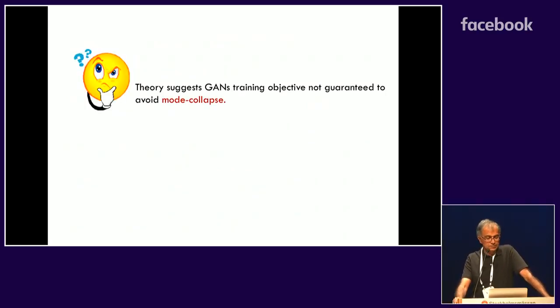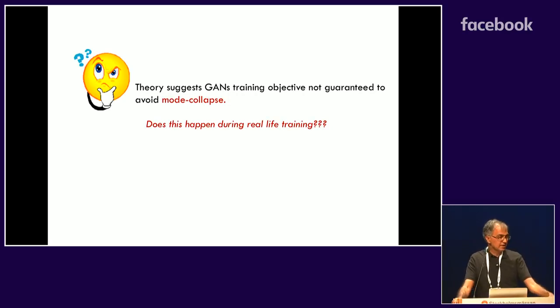So what's the practical implication? I gave this talk at Google, and my colleagues pointed out that the theory suggests GANs' training objective is not guaranteed to avoid mode collapse. But that doesn't mean it happens in real-life training. Real-life training has all kinds of things going on, stochastic gradient descent, et cetera, all kinds of other tweaks you can do. And maybe it avoids these bad equilibria predicted by theory.